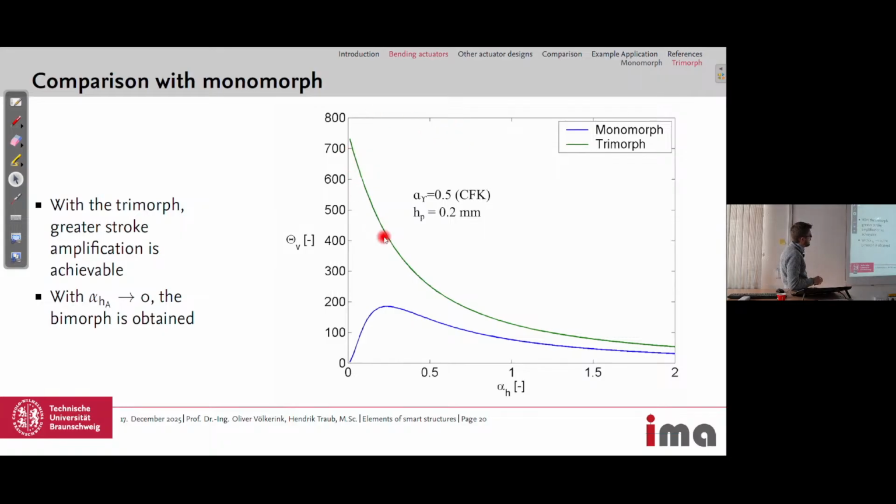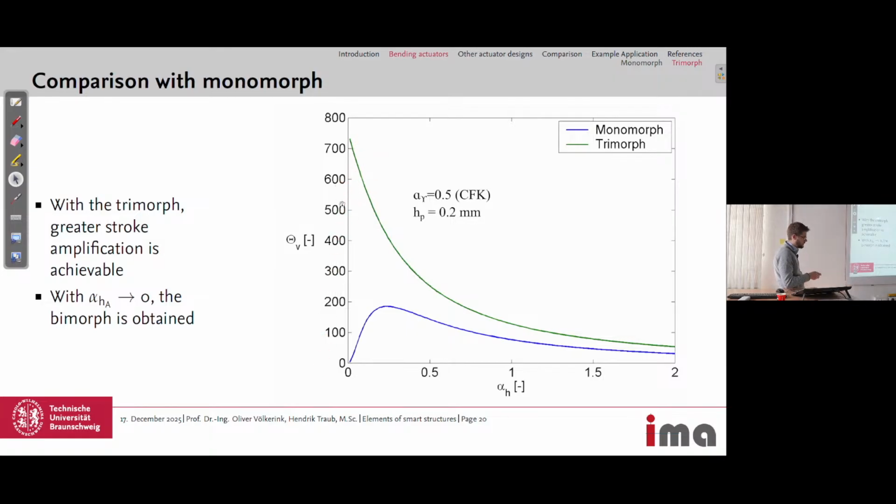So the trimorph has higher amplification than the monomorph, and we assume that we use carbon fiber reinforced plastics. So a ratio of alpha epsilon of 0.5, and we assume a layer thickness of 0.2 millimeters of the structural layer. And if alpha HA gets to 0, then we are here at this point.